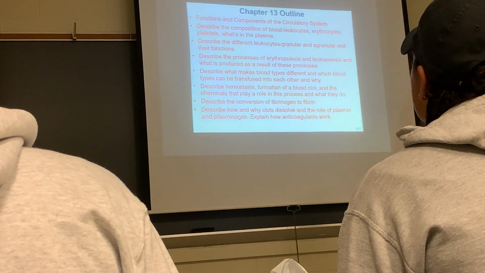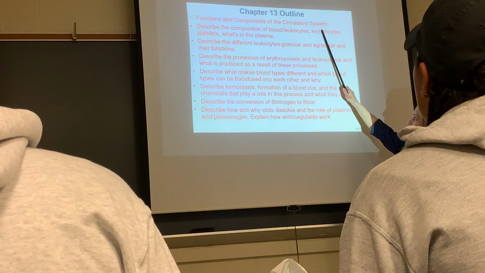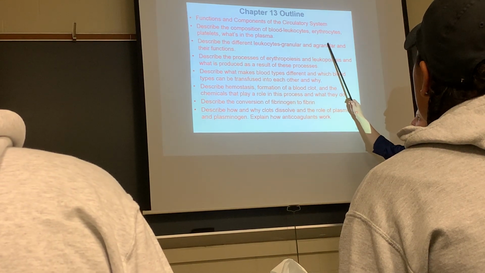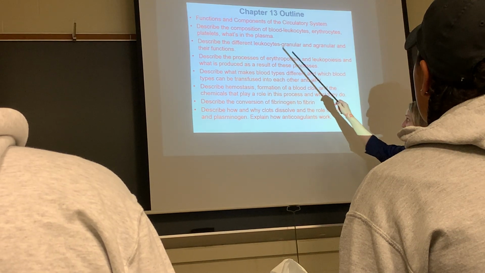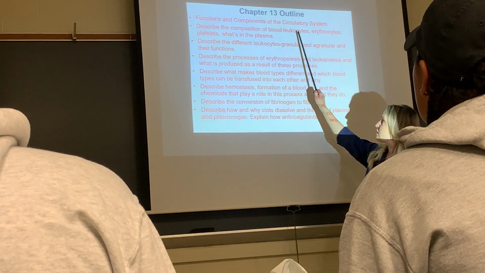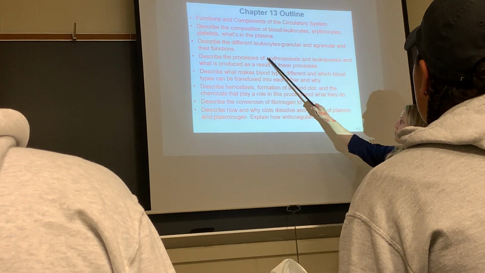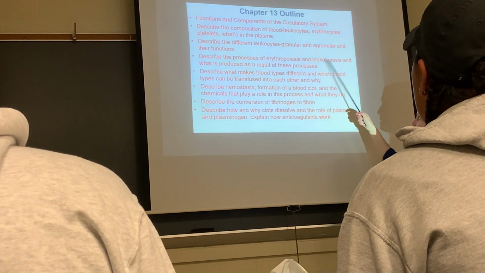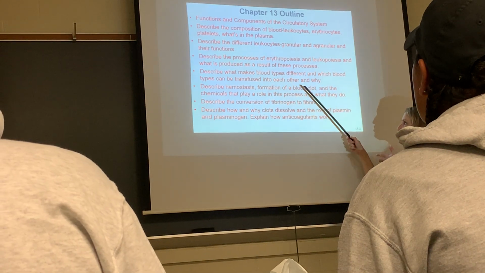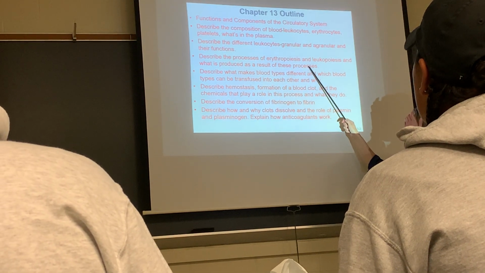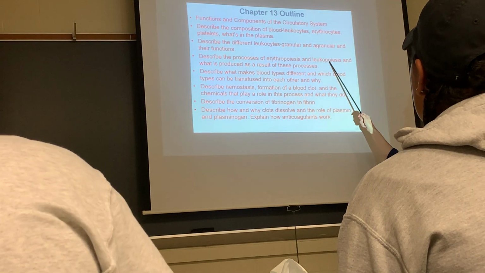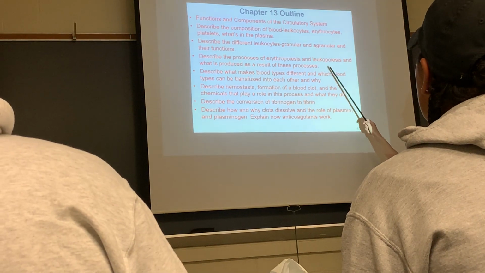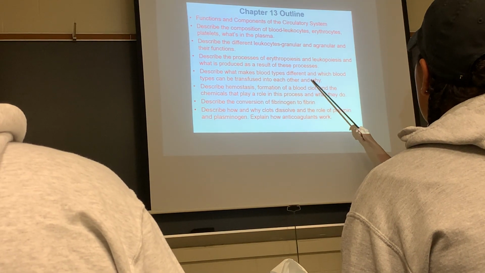Today we are going to look at the functions and components of the circulatory system, and we'll talk about the composition of the blood, specifically the erythrocytes and what's in the plasma. We're going to look at leukocytes next week, and we'll talk about the different types of leukocytes and how they appear, what they do. We're going to talk about EPO, erythropoietin, which is involved with erythropoiesis. And then in the next lab, we're going to talk about blood typing.